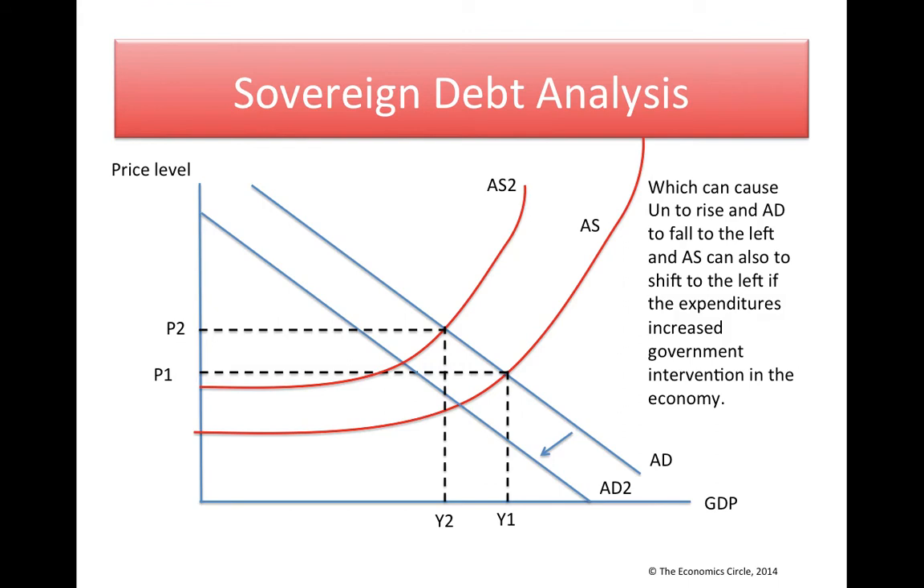Now, once aggregate demand starts to fall, this could cause unemployment to rise, of course, and then AD would drop perhaps even further to the left. Now, AS could also shift to the left if we're looking at a really bad situation here. If the increase in government expenditures increased government departments and their regulations and their interventions in the economy, and productivity starts to decline overall, we may see a shift in AS to the left, which would lead the economy actually dropping from Y1 to Y2 with a higher unemployment and higher inflation.